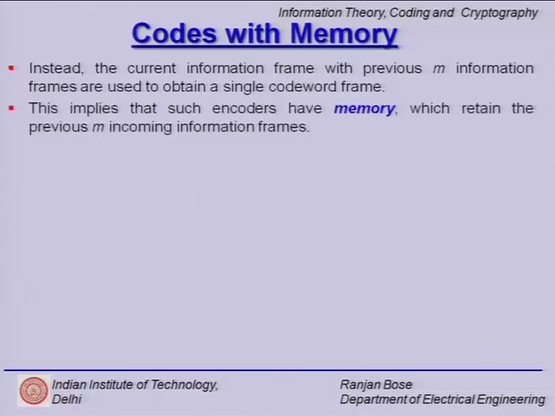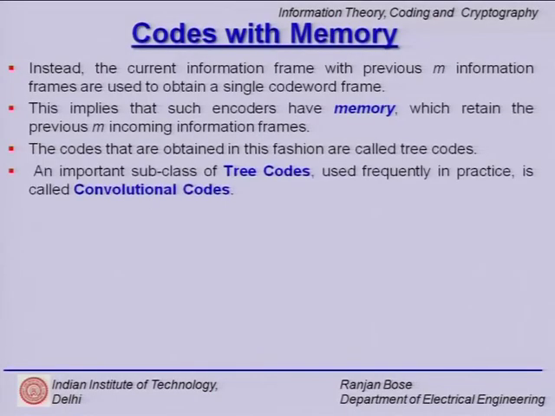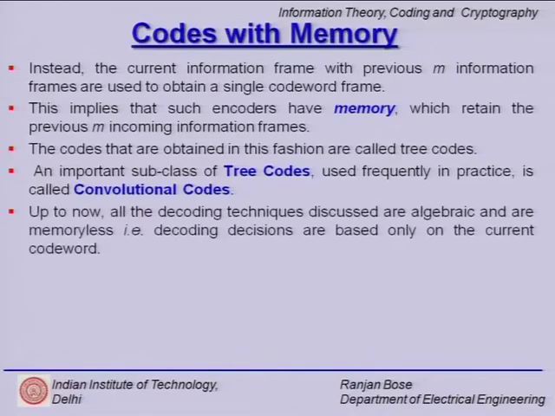We have mentioned that previous m information frames are used to obtain a single code word frame. So, we are going to rely on memory, right. So, such codes which are based on this memory and obtained in this fashion are called tree codes. A subclass of tree codes which we will use in the real world are the convolutional codes. We will formally define that today, right.